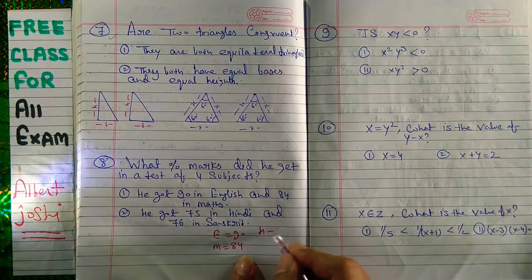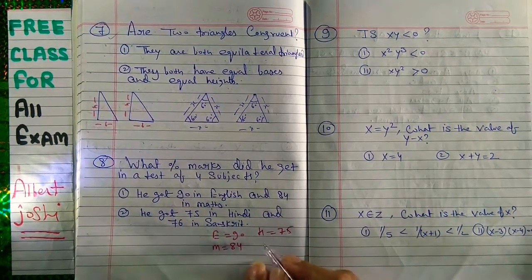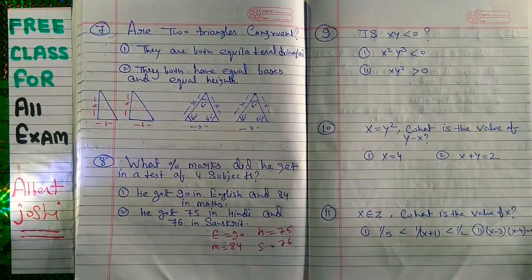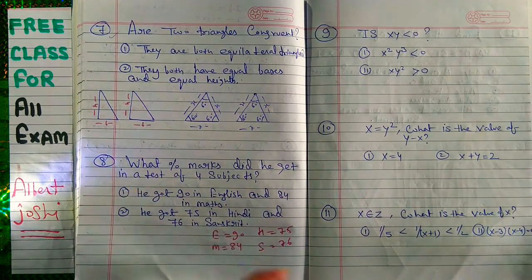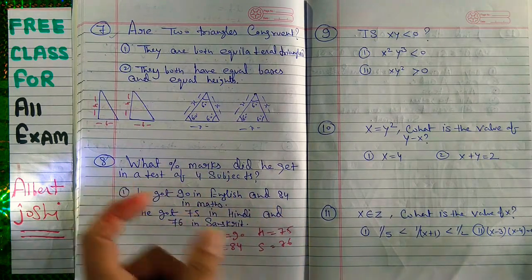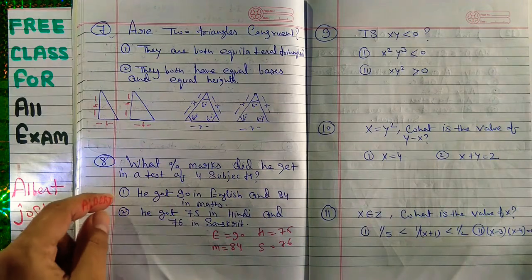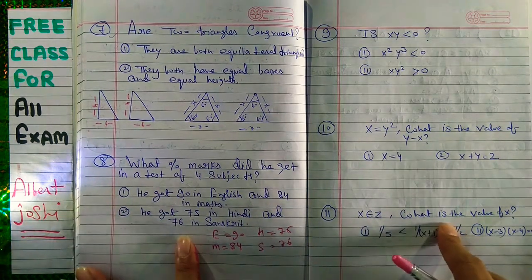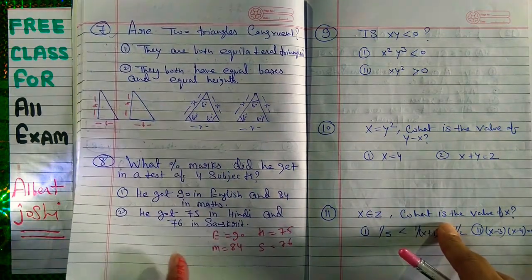Now statement 2: he got 75 marks in Hindi, and in Sanskrit he got 76 marks. So with the help of statement 1 and statement 2 we have got all the marks. Now we can calculate the percentage marks he has got in that test. So statements 1 and 2 both are necessary for us.